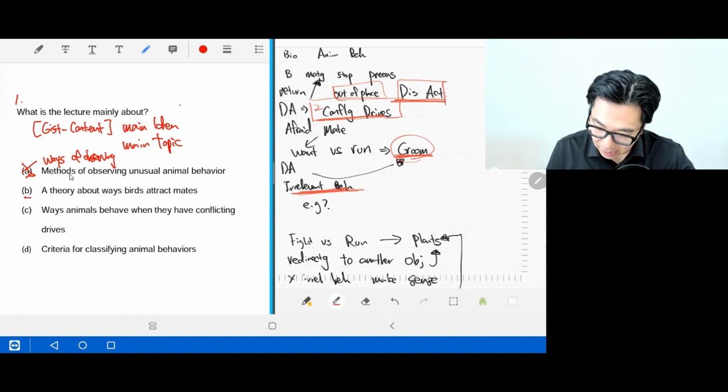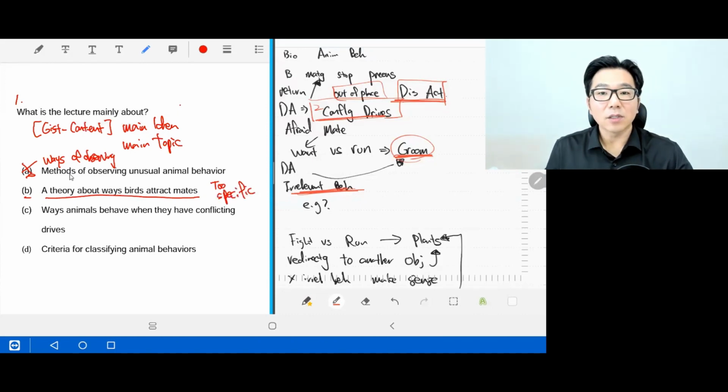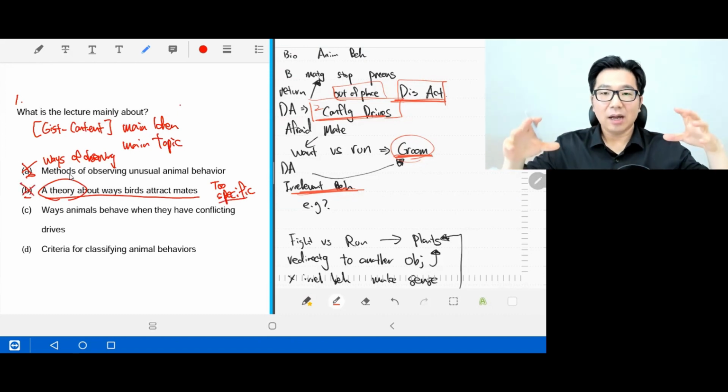B, a theory about ways birds attract mates. I mean, this is not displacement activity. It's way too specific to be the answer, right? Because we want displacement activity, but this is irrelevant. It's just wrong. Okay. And it's too specific to be the main idea if you think about it.